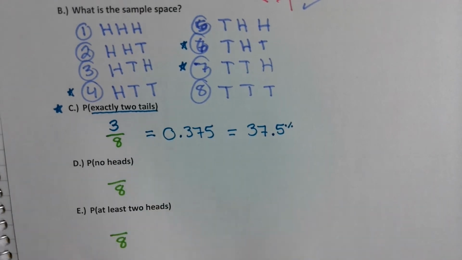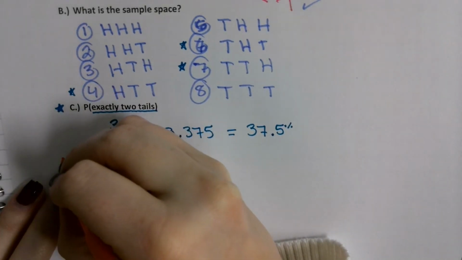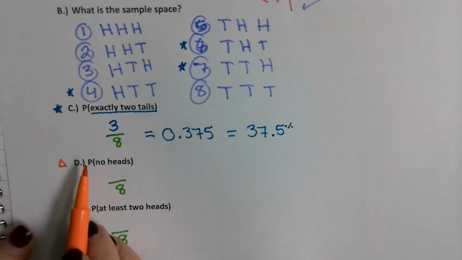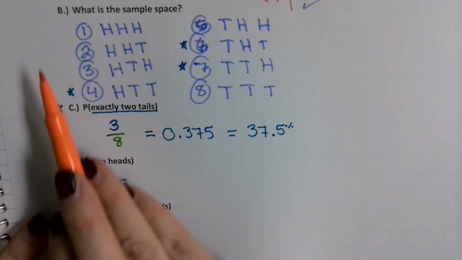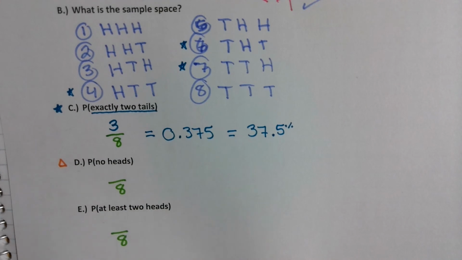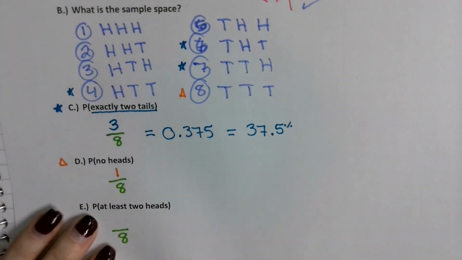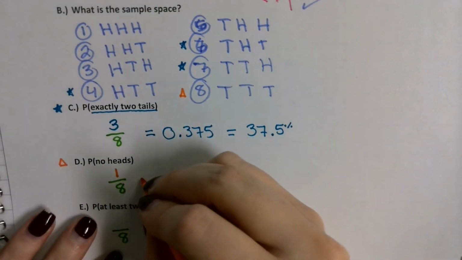No heads means you are not allowed to have heads in the outcome at all. I'm going to go ahead and put a triangle in orange right next to it. So I know anything that I put an orange triangle with means that it was belonging to problem D. How many outcomes up here have absolutely no heads in it? Which one? Number 8. So that's the only one that does not have any outcome of a heads. So that's one of them out of 8. Can that be simplified? No.